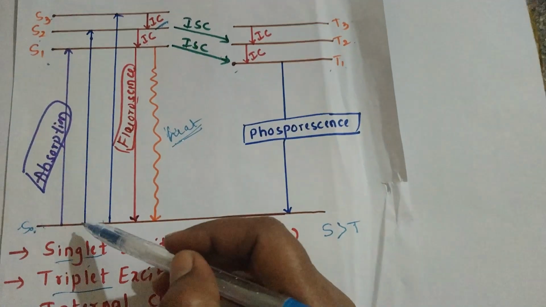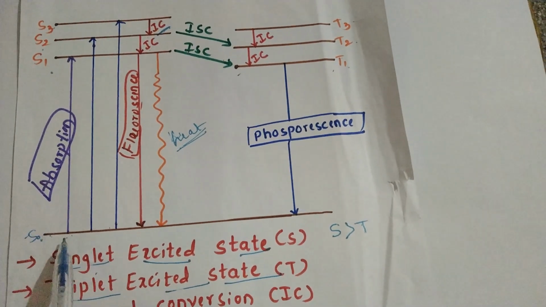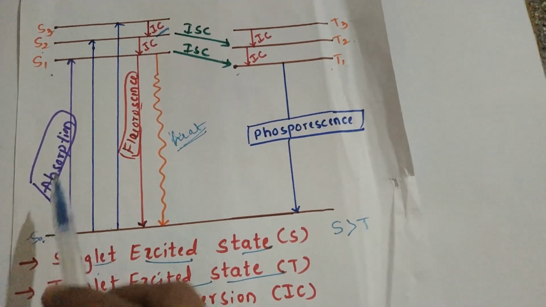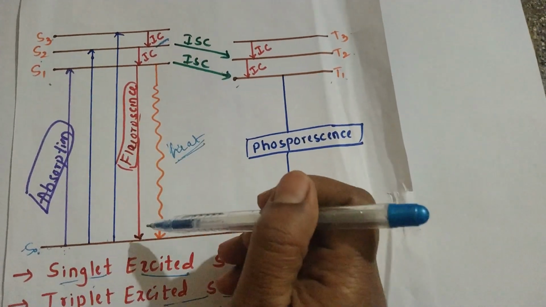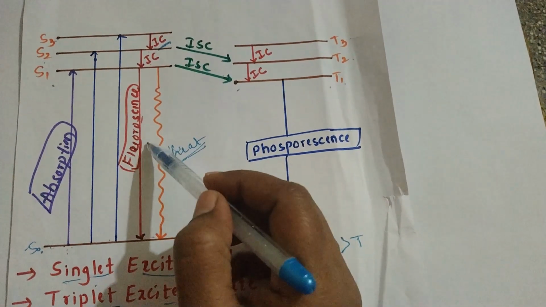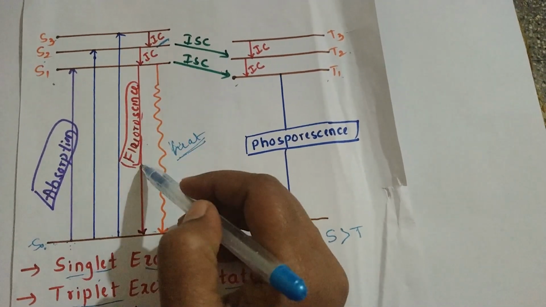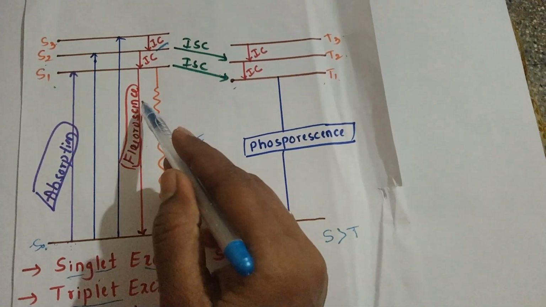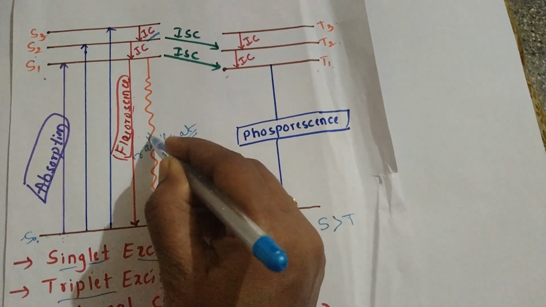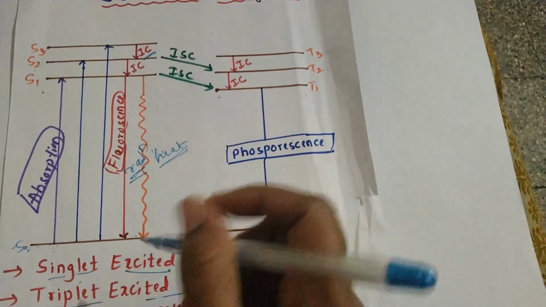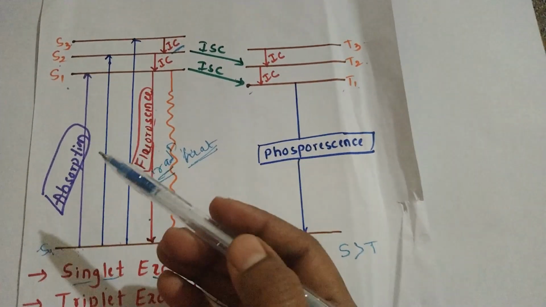Similarly, if the molecule absorbs energy, the electrons may jump from the lower singlet excited state to a higher singlet excited state. When it returns to the ground state by losing energy in the form of radiation, this process is called fluorescence. So there is emission of radiation, and this process is called fluorescence. Okay, the next one.